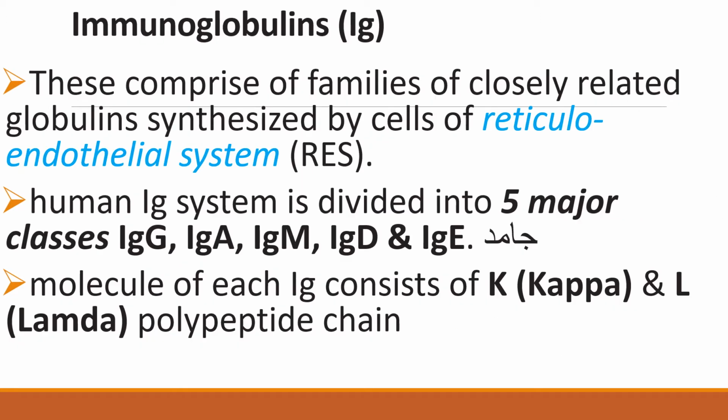Immunoglobulins. These comprise families of closely related globulins synthesized by cells of the reticuloendothelial system. The human immunoglobulin system is divided into 5 major classes: IgG, IgA, IgM, IgD, IgE.